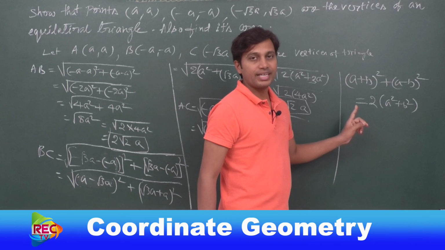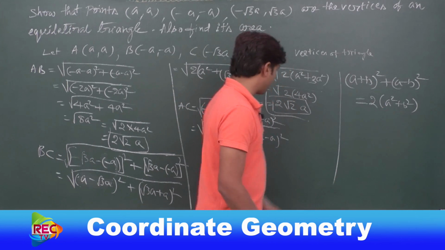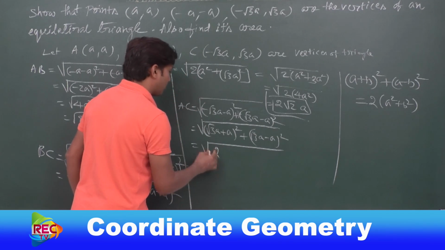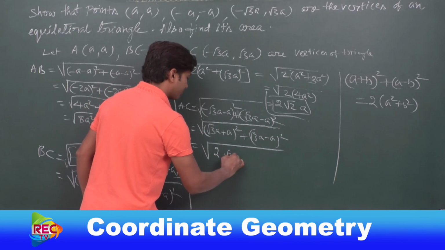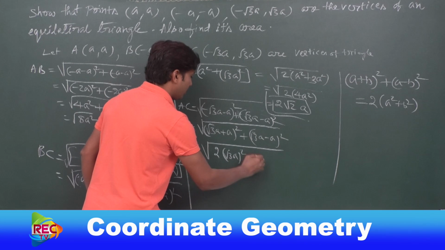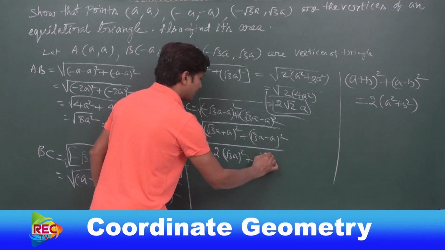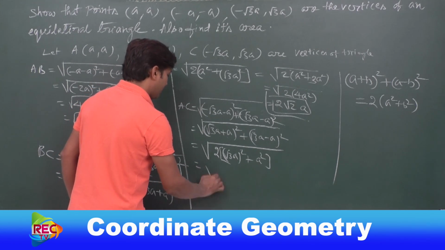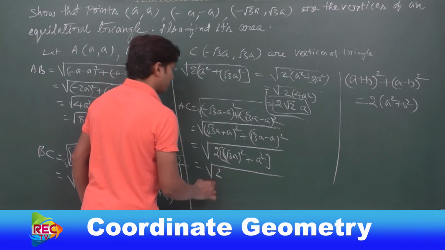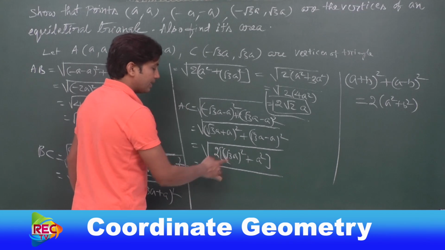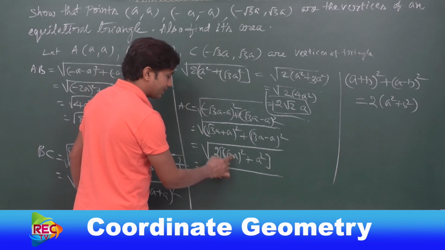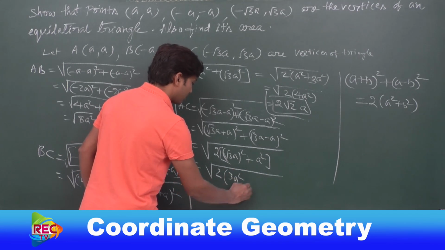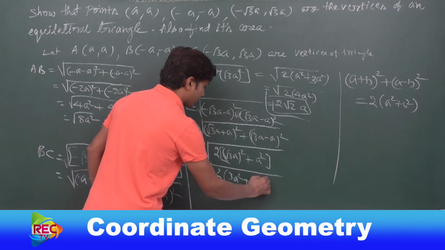So this can also be written as 2 into (a² + b²). Under the square root, 2 into what is a²? (√3a)² plus b², what is that? a². Now tell me, here 2 into (√3a)² would be how much? The root will be cancelled, and that is 3a², plus this would be a².